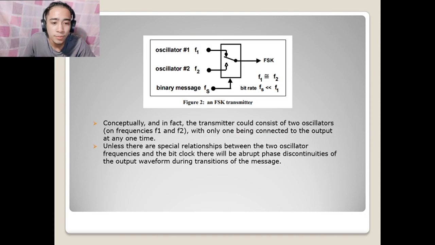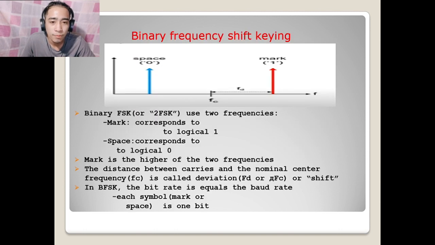Conceptually and in fact, the transmitter could consist of two oscillators on frequencies F1 and F2, with only one being connected to the output at any one time. Unless there are special relationships between the two oscillators' frequencies and the bit clock, there will be abrupt phase discontinuities of the output waveform during transition of the message.